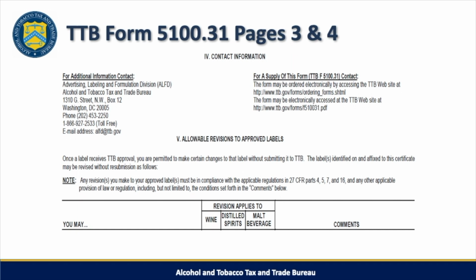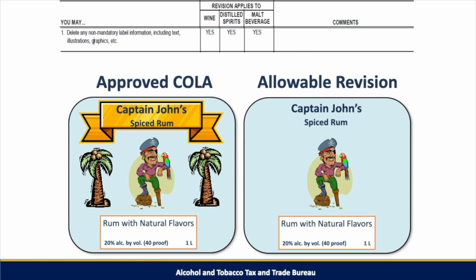Parts 4, 5, 7, and 16, and any other applicable provision of law or regulation, including, but not limited to, the conditions described in the comments section of the chart below. You may delete any non-mandatory label information, including text, illustrations, graphics, etc. In this example, the gold banner and palm trees were removed from the approved COLA, which is an allowable revision.